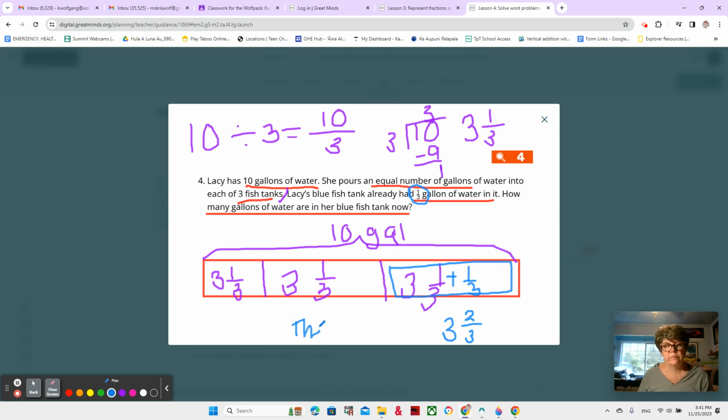The blue tank has 3 2/3 gallons. You could write gallons of water. It's just a little slow for me to write with this thing. Okay, the blue tank has 3 2/3 gallons of water.